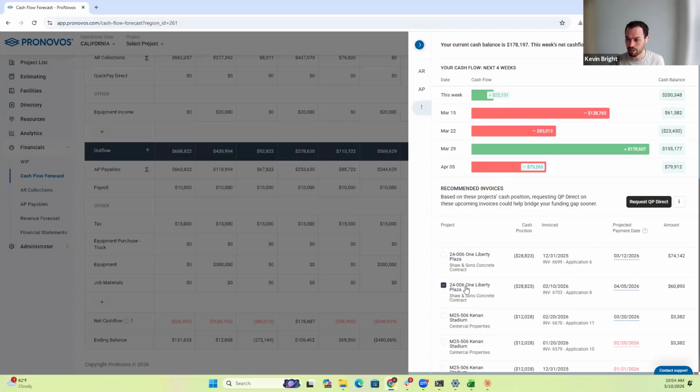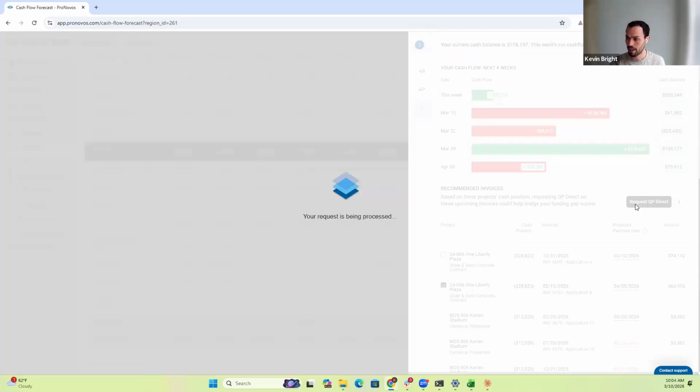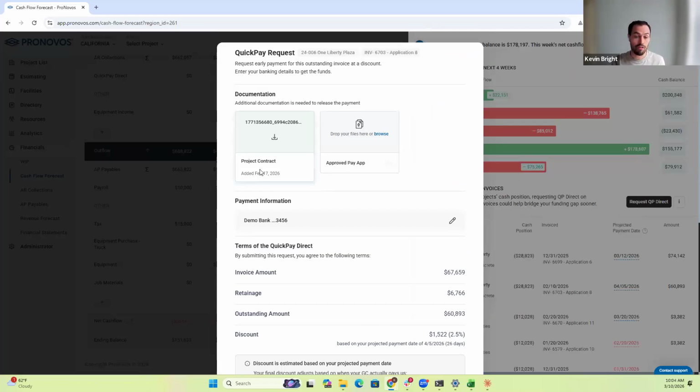For this week, I only really need to use QuickPay Direct on that one invoice. I can then come in here and request QuickPay Direct. And if it's the first time that I am requesting QuickPay Direct on a project, you'll be prompted to upload the project contract. The reason we need the project contract is we just need to make sure there's no language in the contract that prevents early payments like this with your client. And then the other one is just the approved pay app. So obviously, before we can fund anything, we need to verify that what you are requesting is legitimate. So just the approved pay app from your client that says, yes, I've been invoiced $60,000. The client has approved this. We're in good shape.